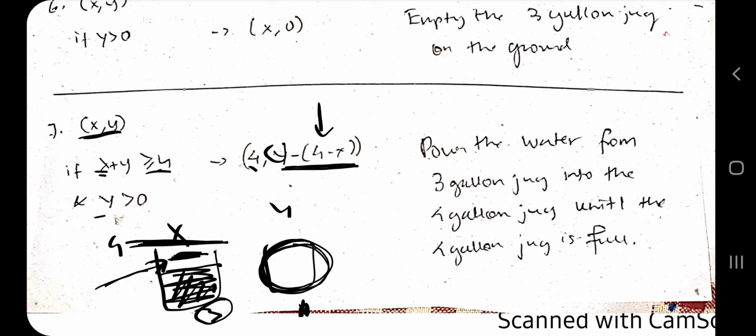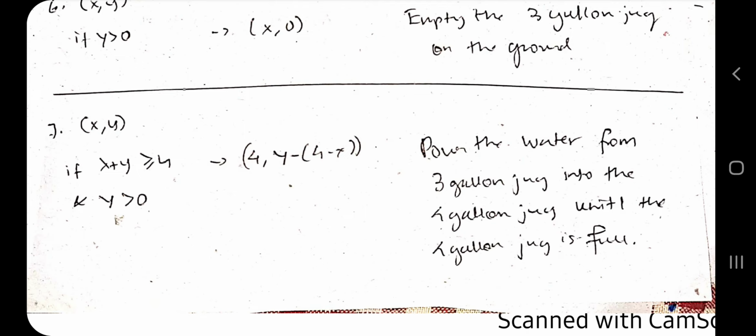Why? Because by this one I'm pouring how much? I'm pouring just this much to make it full. So this much should be subtracted from y, right? That's all that I'm doing. Y minus (4 minus x). So that will be my final state.